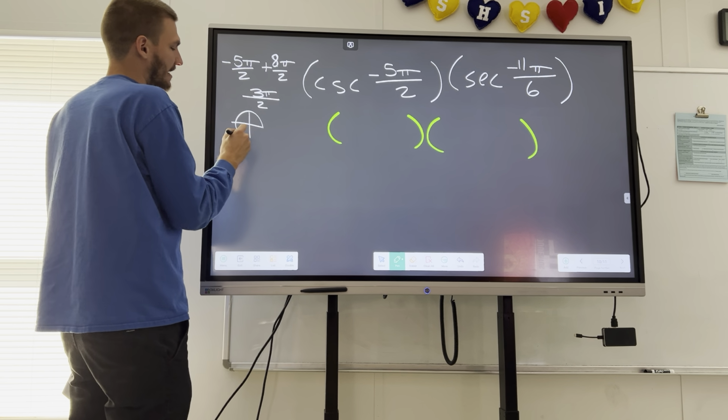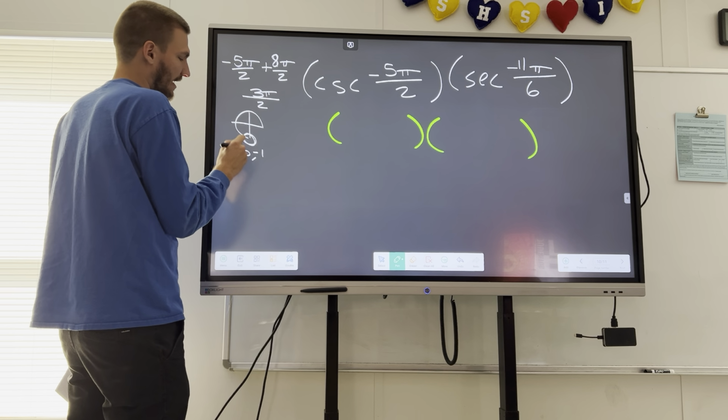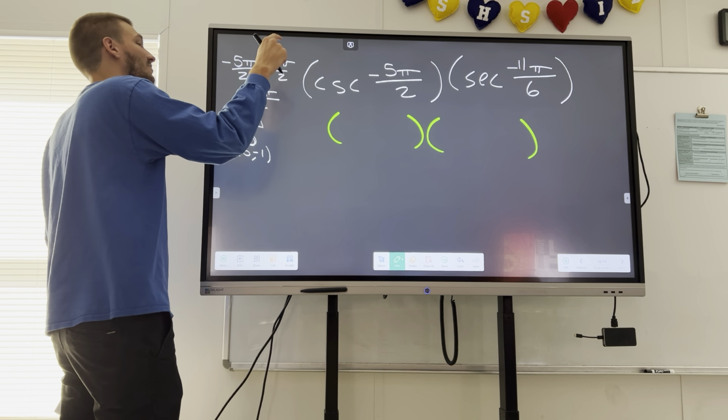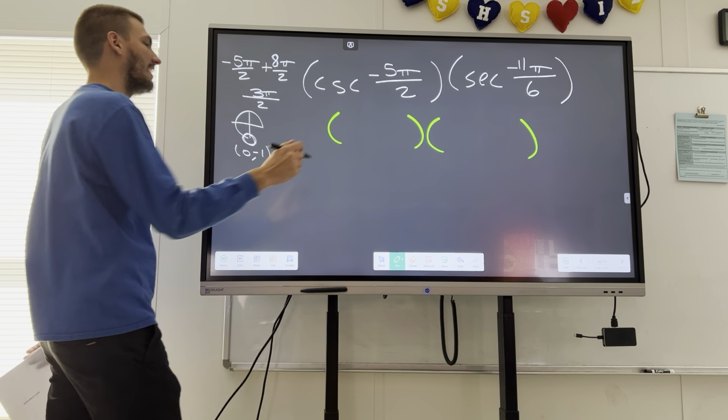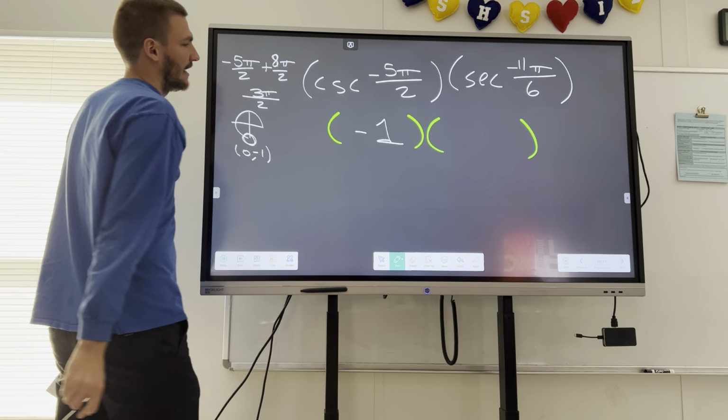3 pi halves is down here, 0, -1. Cosecant is the sine, which is the y value upside down. I got -1.